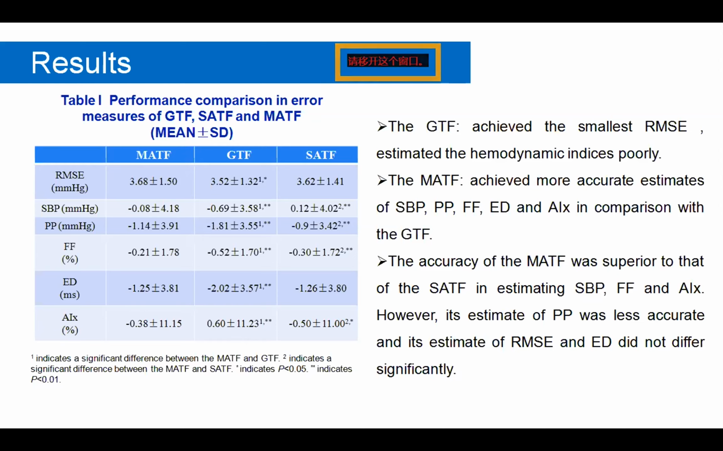The MATF achieved more accurate estimates of systolic blood pressure, pulse wave form factor, ejection duration, and augmentation index in comparison with the GTF. The accuracy of the MATF was superior to that of the SATF in estimating systolic blood pressure, form factor, and augmentation index. However, its estimates of root mean square error and ejection duration did not differ significantly.